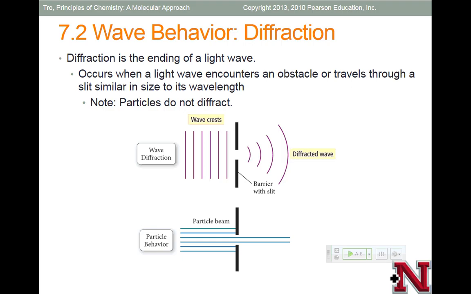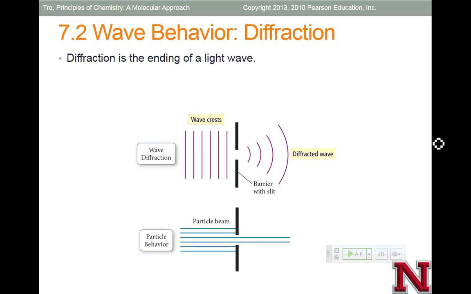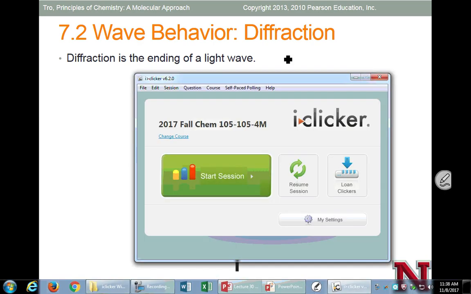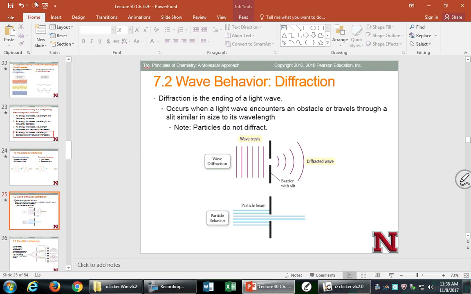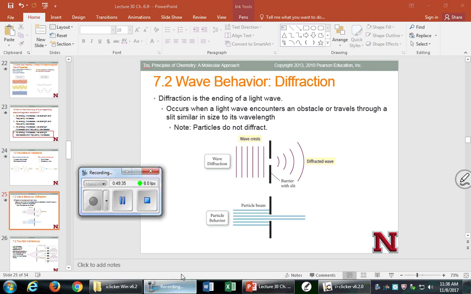So I have a question. Yep. So with the two-slit interference, is that similar to what we see in X-rays? So, hold on, let me.